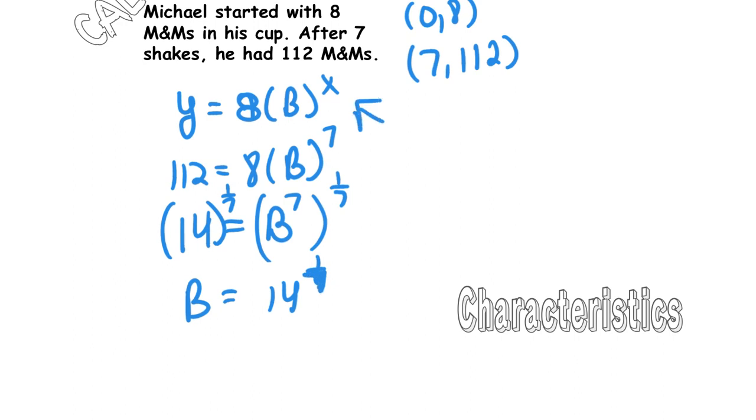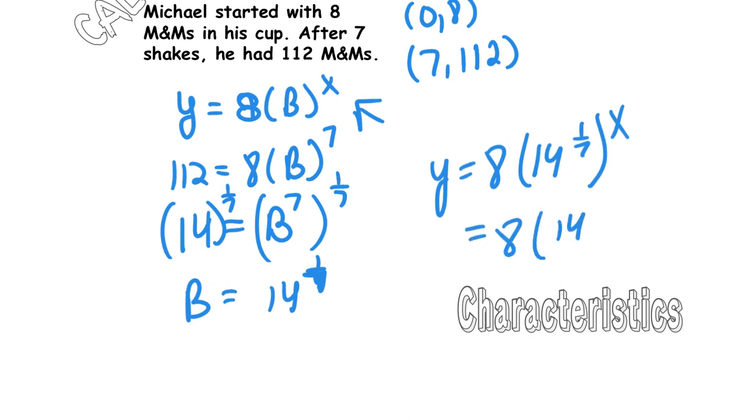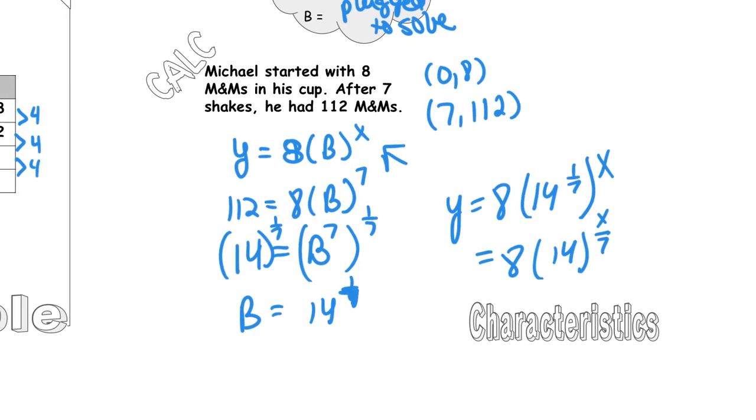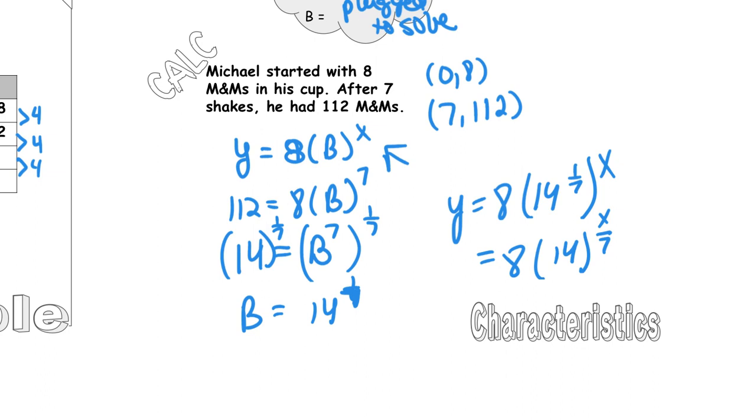So I'm going to go back up here, and I'm going to plug in y equals 8. B is 14 to the 1/7 raised to the x, which means we can simplify it to 14 to the x over 7. So every 7 shakes, they're going to multiply by 14. So a lot of times they're going to give you that A value.